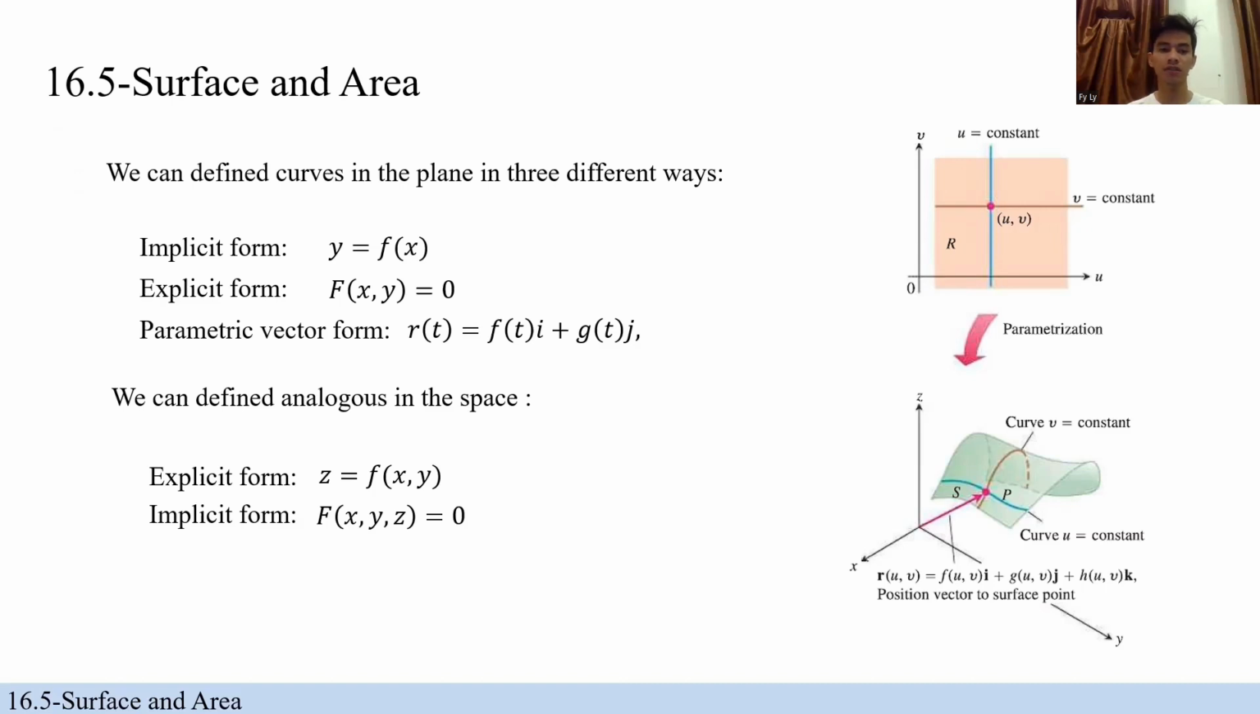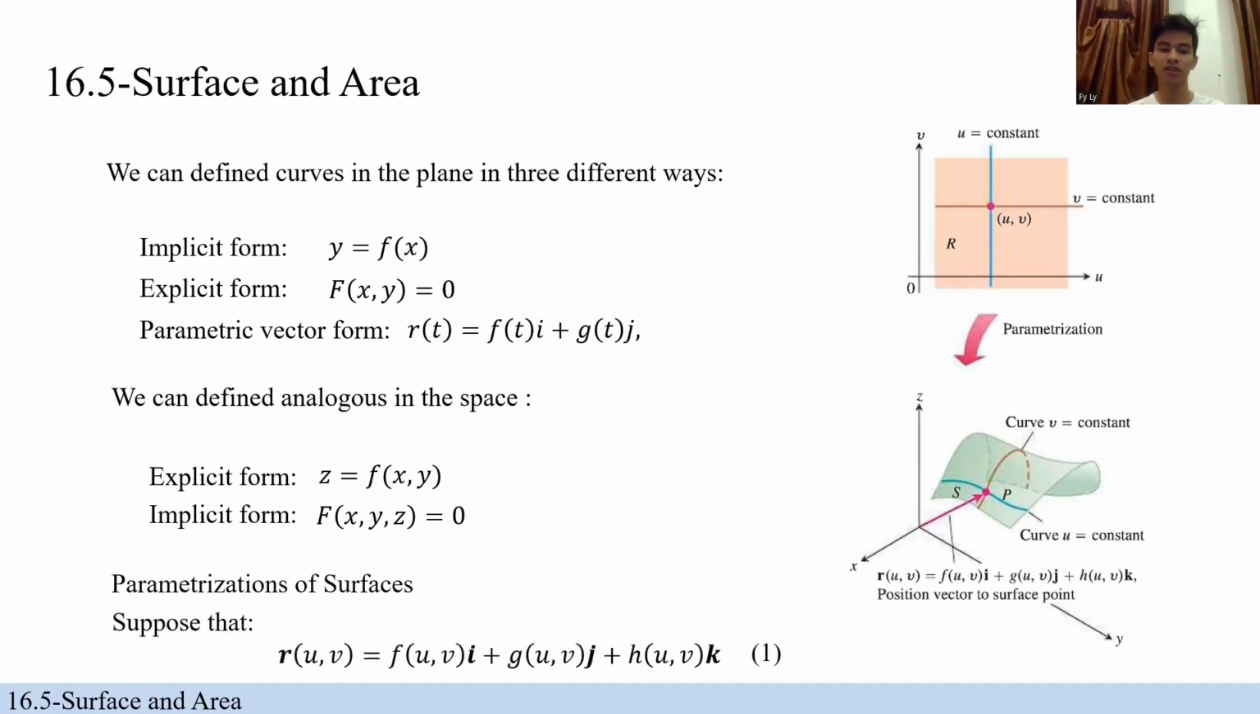We can define analogies in space: explicit form, z equal to function f(x, y); implicit form, function f(x, y, z) equal to 0; and also parameterization of a surface, r(u, v) equal to function f(u, v) i hat plus function g(u, v) j hat plus function h(u, v) k hat.